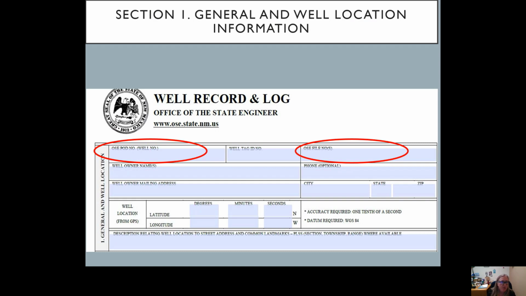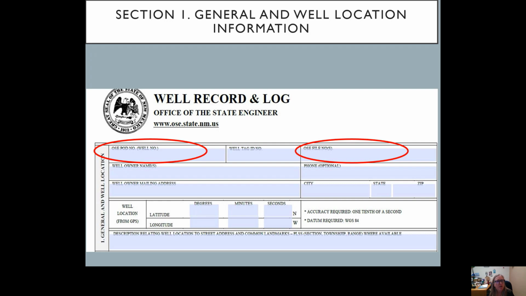So again, at the top of the form, you'll see to the left is the OSC pod number, which is the well number, and the OSC file number, which is the water right file number, and that is off to the right. In the middle is the well tag ID number. You would get the well owner names and their address of where you drilled the well from the permit.